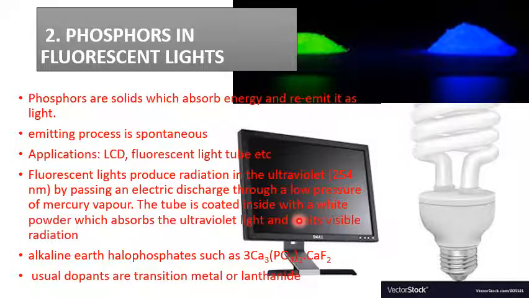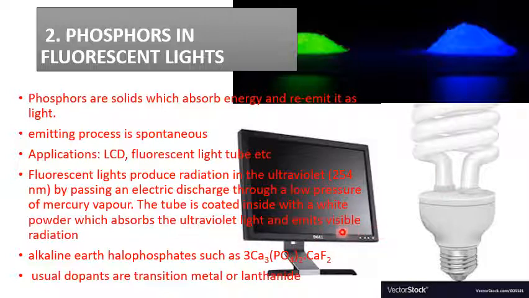The tube is coated inside with a white powder. What is the function of this white powder? This white powder absorbs the ultraviolet light. The ultraviolet light produced inside by the gas or mercury vapor is of no use, because we need visible light from this bulb. So how is ultraviolet light converted into visible light? The ultraviolet light is absorbed by this white powder.